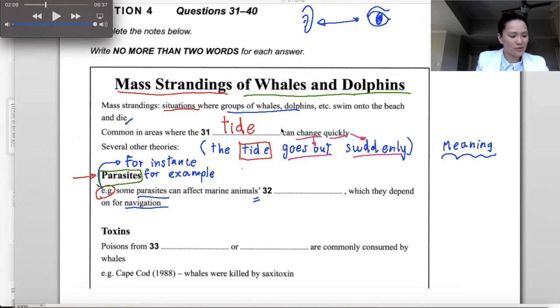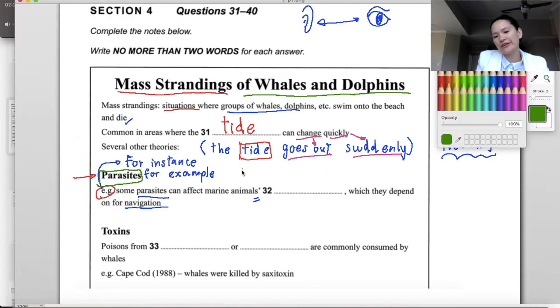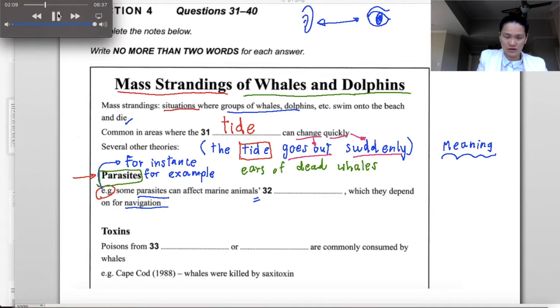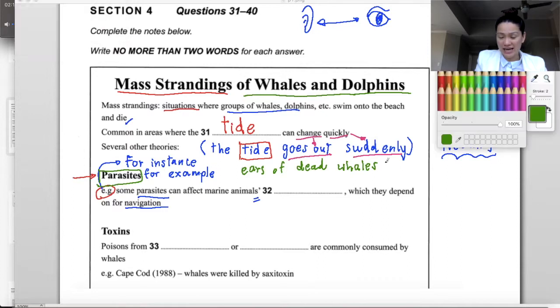Did you hear that as well? They said that commonly found in the ears. Okay, where I write out with the green color. You hear that word: ears of dead whale. อยู่ในหูของปลาวาฬที่ตายแล้ว And another one that you hear as well: rely heavily on their hearing to navigate. They said hearing or navigate, yeah? Can you hear that one? Hearing to navigate.